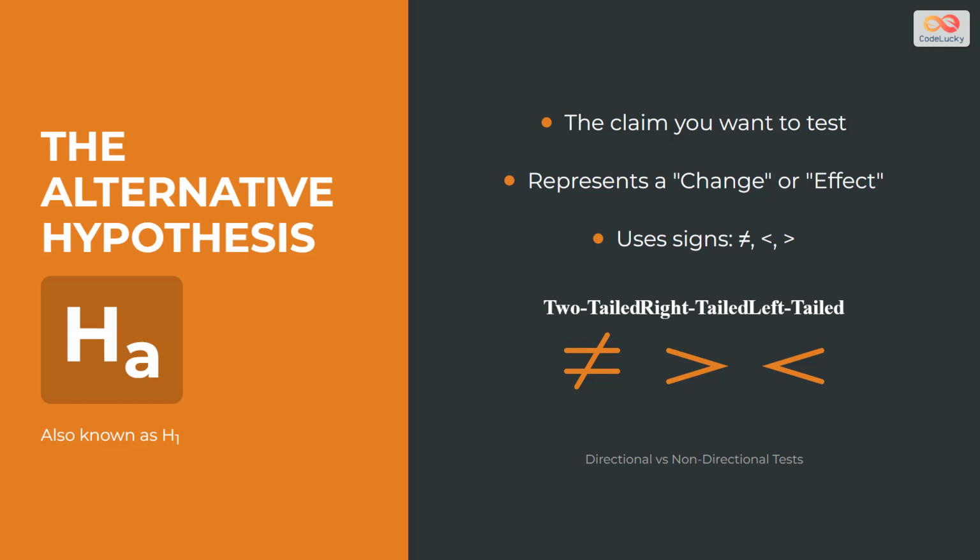Opposite to the null is the alternative hypothesis, denoted as HA or H1. This is the claim you are actually trying to find evidence for. It represents the change, the difference, or the effect. If your test provides enough evidence to discard the null hypothesis, you are left supporting the alternative.